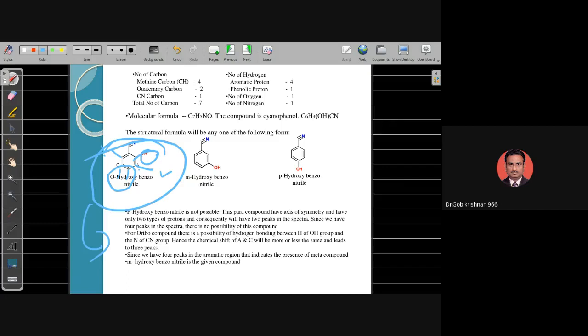From the discussion, the meta-hydroxy benzonitrile is a possible one. Why is the ortho-hydroxy benzonitrile not possible? That I will check and I will let you know. Therefore, in this way you have to find out how to elucidate the structure of the entire compound. The next example, we will go to the next example.